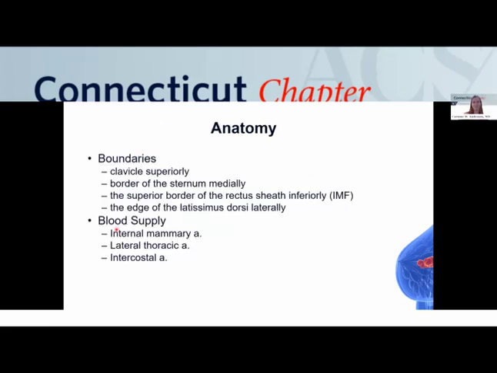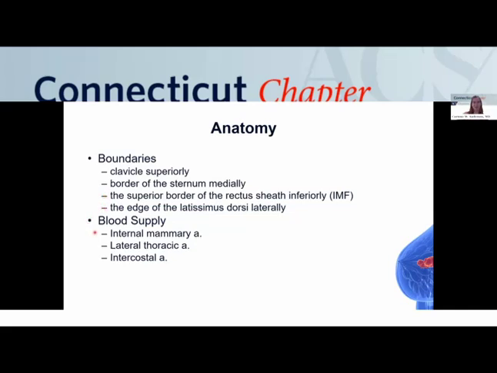complex. In terms of a mastectomy, the surgical boundaries of the breast are the clavicle superiorly, border of the sternum medially, superior border of the rectus sheath inferiorly, that's that IMF or circummammary ligament, and the edge of the latissimus dorsi laterally.